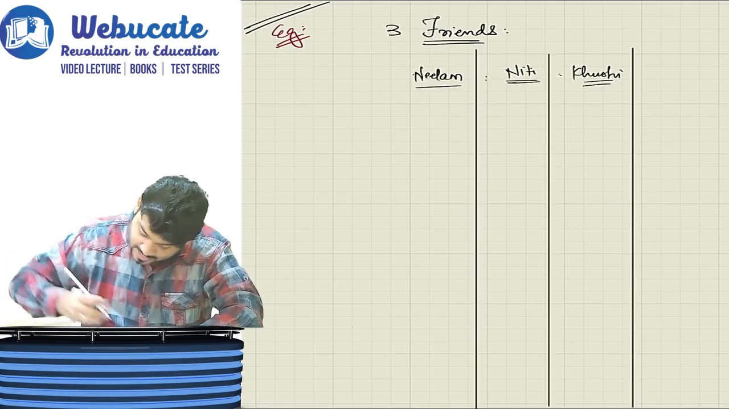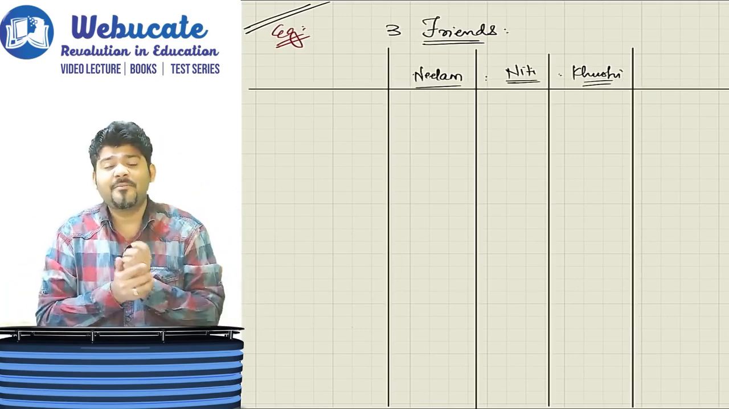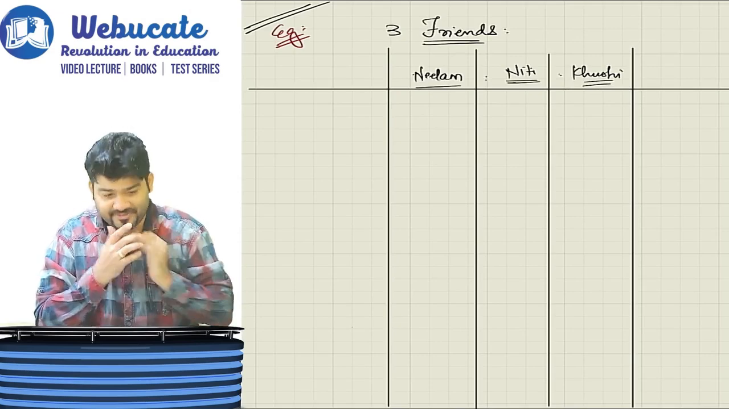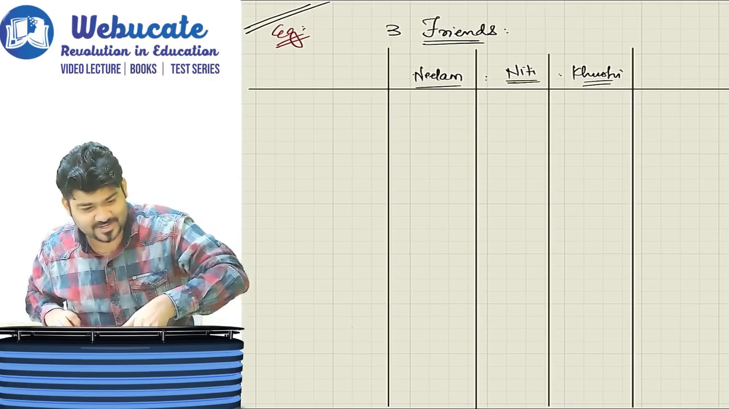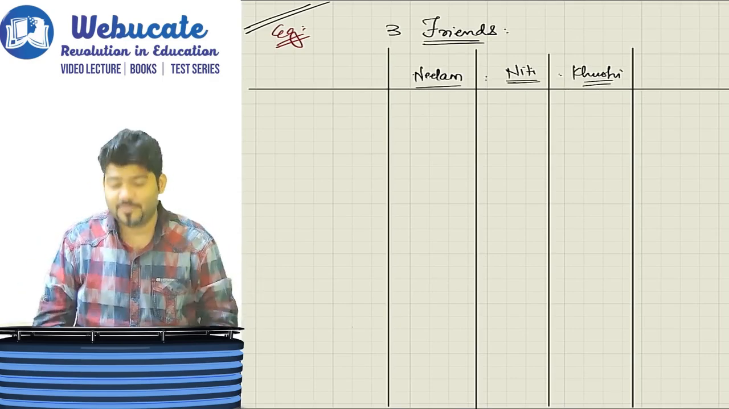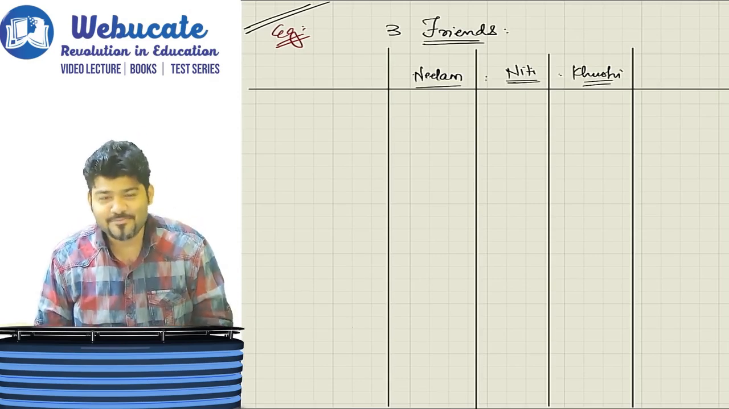Cool. Now starts my example. So Neelam, Niti, and Khushi, 3 very, very close bonded friends. Oh, Bhaskar has also given an answer. Bhaskar has given Bhaskar, Sureka, Raju. Bhaskar, for the next example, we will need another 3 friends. That time you can answer.